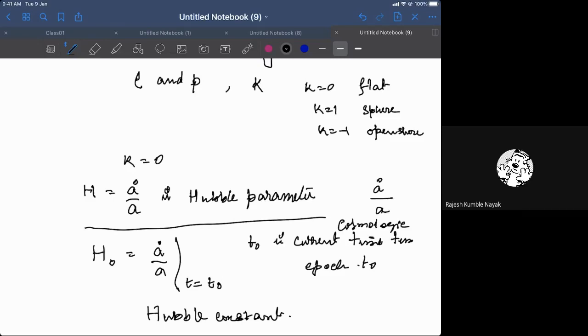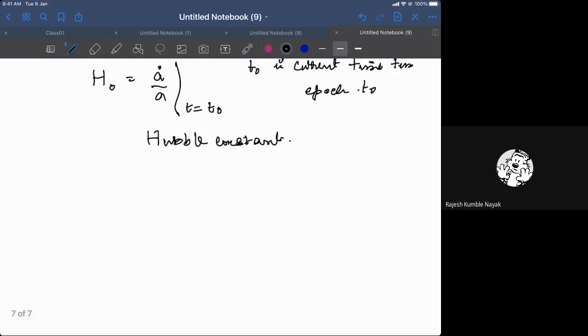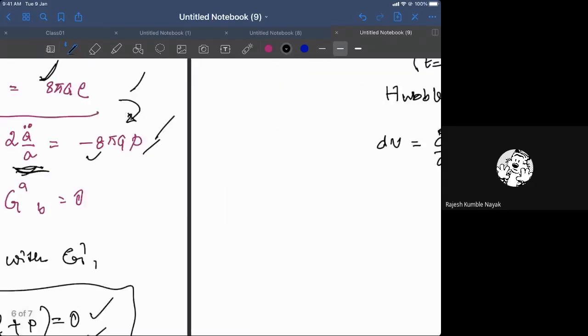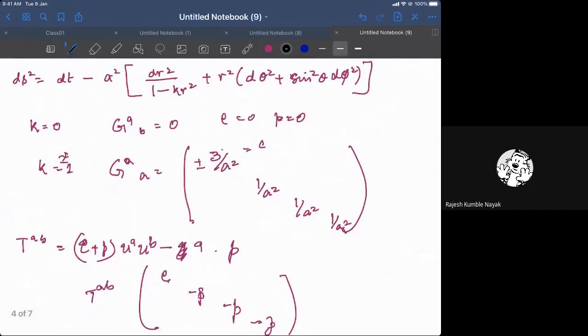So you can see that the Hubble constant is basically a dot by a. That is what we call it. You can have a coordinate system aligned in such a way that we can define dV as a dot by a times dr. So let's look at the line element again, where the line element is here. Now this depends on time. k is equal to 0.